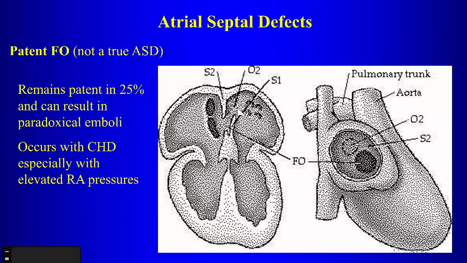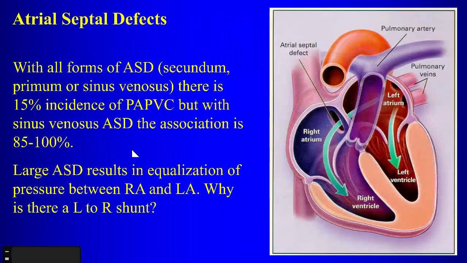The patent foramen ovale is really not a type of atrial septal defect itself, but we've covered that before, and the risk there is paradoxical embolism. Now, secundums can also be associated with partial anomalous pulmonary venous return, but with sinus venosus, it's almost 100%. Again, large atrial septal defects result in equalization of pressure between the right and the left atrium. Why is there a left to right shunt?